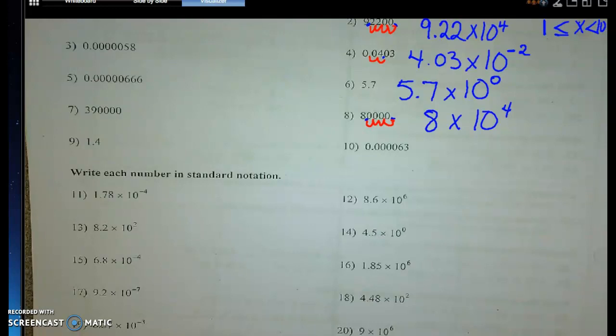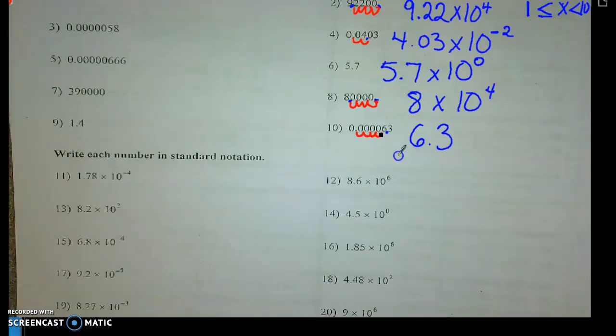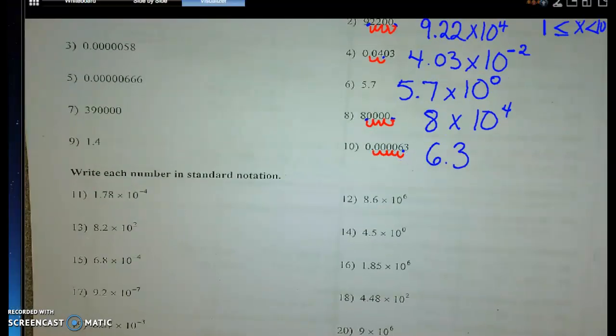Number 10, we want to move the decimal all the way over here. That's going to make our coefficient 6.3. Now, how many times did I have to move it? 1, 2, 3, 4, 5. I had to move it 5 spots to the right. It is a little number. That means negative exponent.